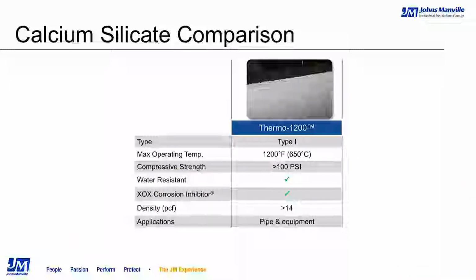The Thermo 1200 is a type 1 calcium silicate that can be used in a wide variety of applications, including pipe and equipment. It still has an impressive compressive strength of about 100 psi and a maximum operating temperature of about 1200 degrees Fahrenheit. You will also notice that this product is water resistant. This came at the request of contractors. When we asked what we could do to make the product better for them to use, this was their response.